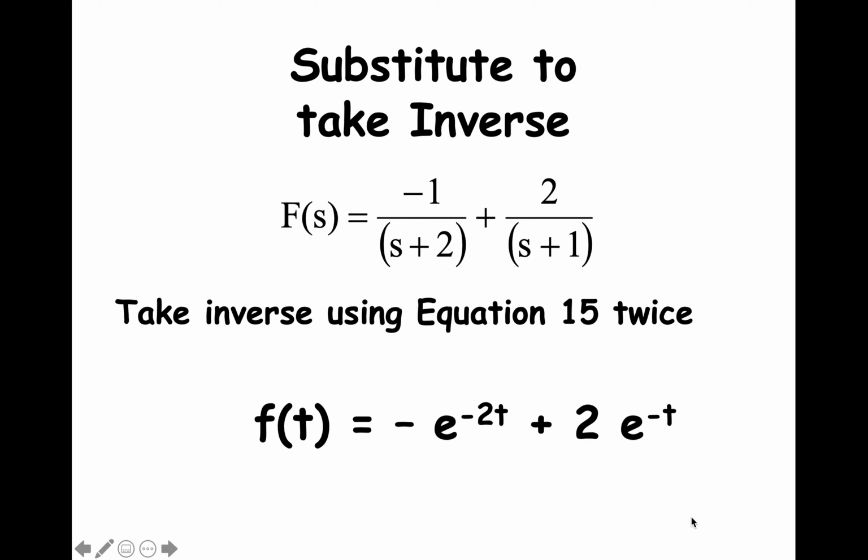which produces this expression. F(s) equals minus 1 over s plus 2 plus 2 over s plus 1. These expressions can be found in column 3 of the Laplace transform table. In this case, we use equation 15 twice. The time domain result is f(t) equals minus e to the power minus 2t plus 2 times e to the power of minus t.